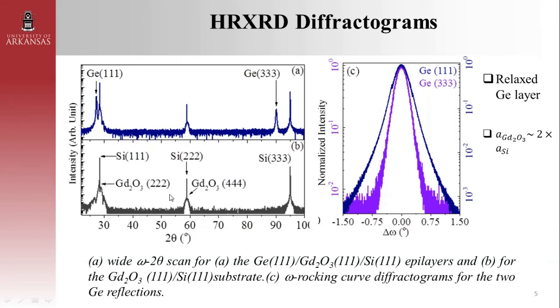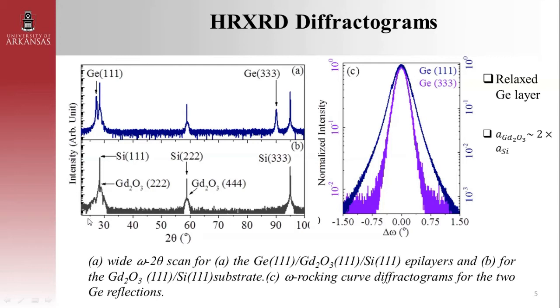So basically, in a wide omega-2theta scan, or theta-2theta scan, your reciprocal lattice vector is moving in a direction more normal to your crystal, your epilayer surface. So you can scan all the way through any angles you want. Here we have done a wide scan just to check whether it is single crystal or not.